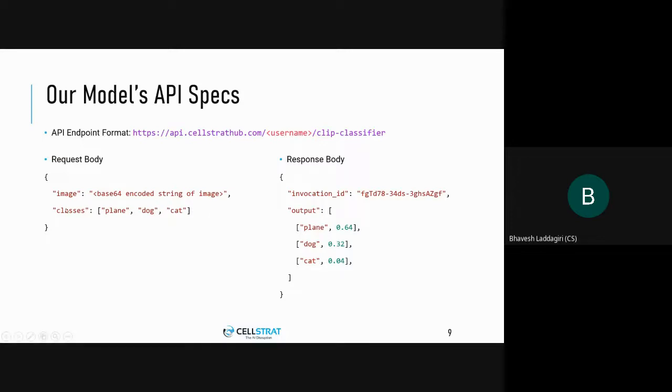We'll also send the list of classes as our input, because it is a zero-shot model, right? We define the classes and the image, and our response from our API would be something like an invocation ID and so on. And this is the output from your model. That part is the metadata, but this will be your final output from the model: plane 0.64, dog 0.32, cat 0.04. The same output that we had in our notebook, right? We had a list of tuples, and here we have a list of lists. In an API call, a tuple generally gets converted to a list. So that's why.